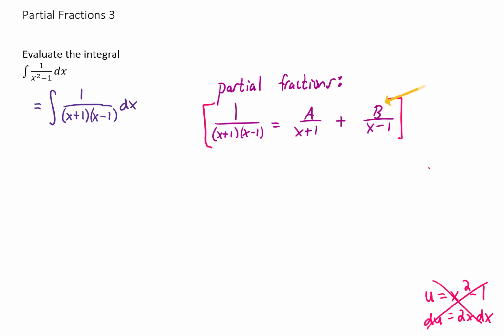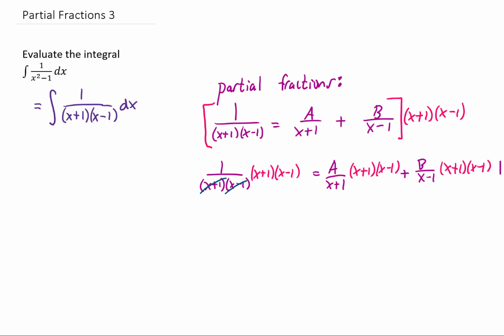And if we multiply every single term by the original denominator, you'll notice that we get a whole lot of cancellation. In fact, all of the denominators cancel, which was kind of the point. On the left side of the equation, we're just left with 1. On the right side, we're left with A times (x minus 1) plus B times (x plus 1).